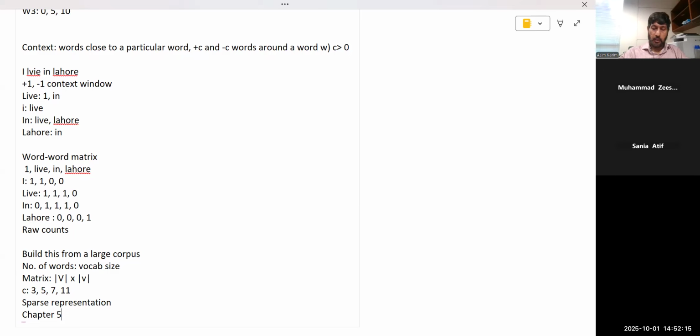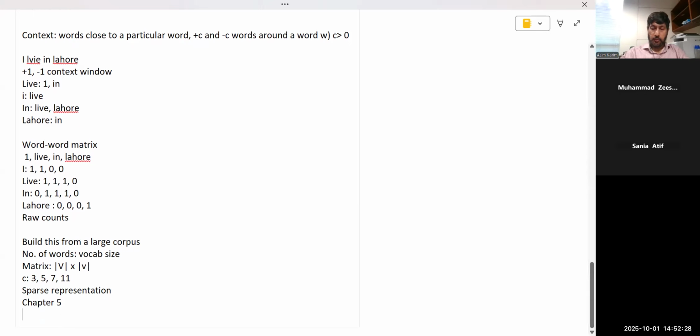ठीक है तो वो हम पढ़ेंगे and then a little bit about history of embeddings and word2vec and then we will move on to other topics. But next class में probably mostly word2vec ही होगा cover. ठीक है, so are there any questions?